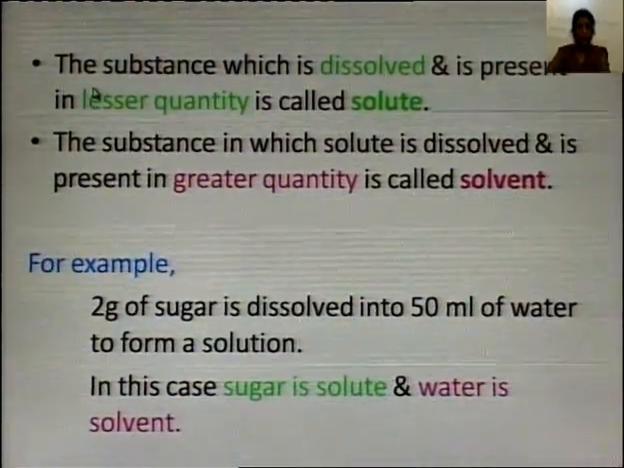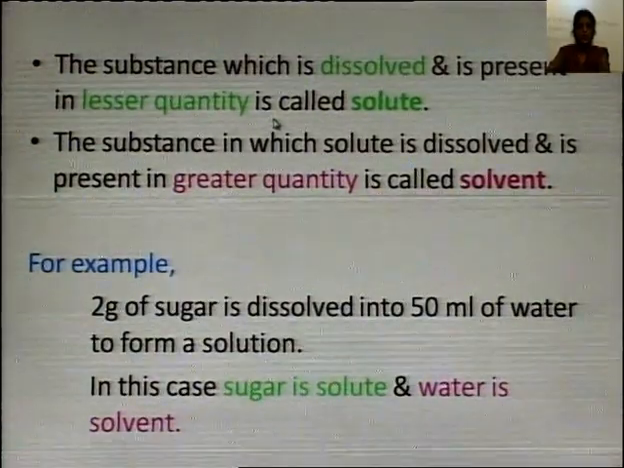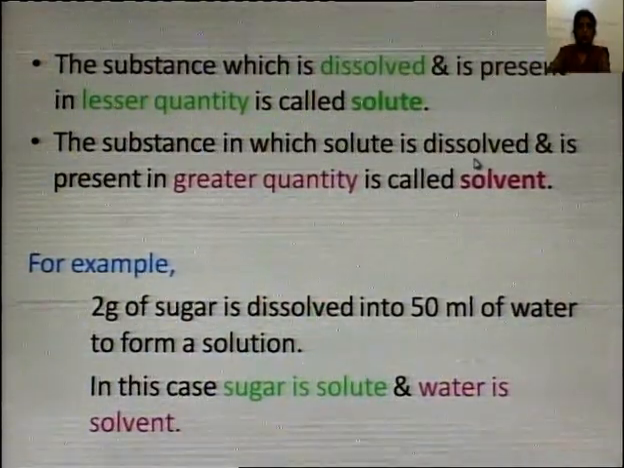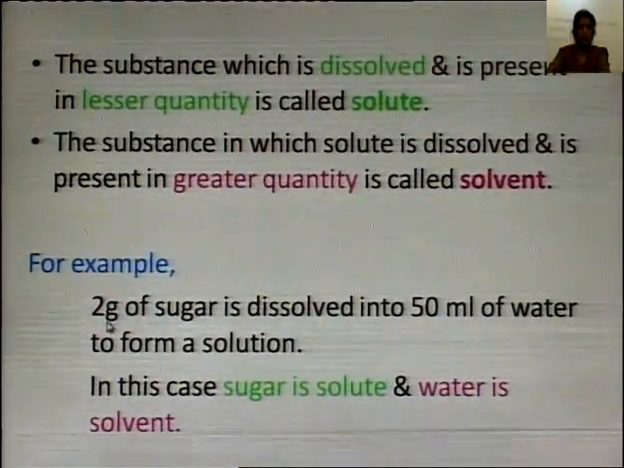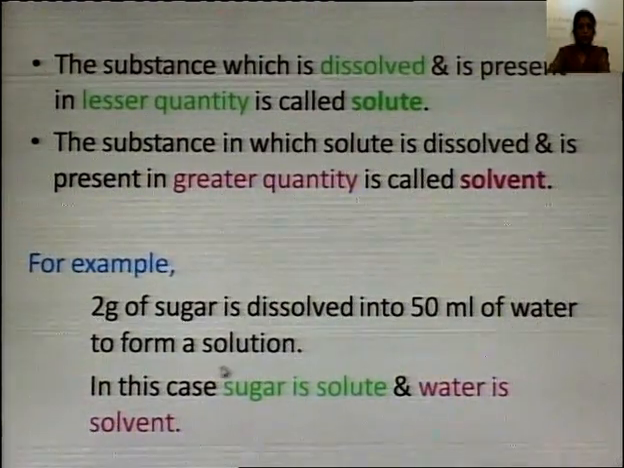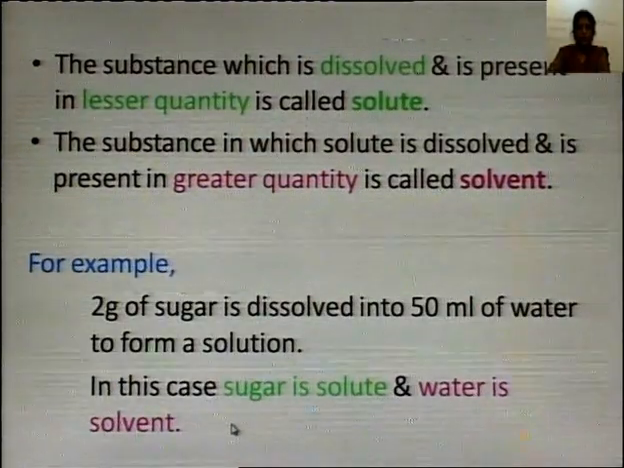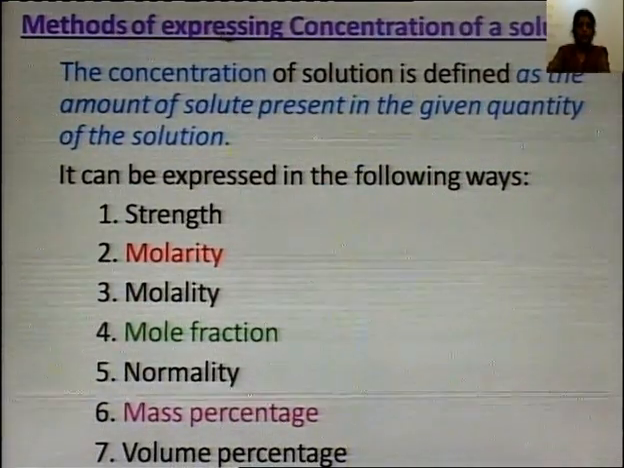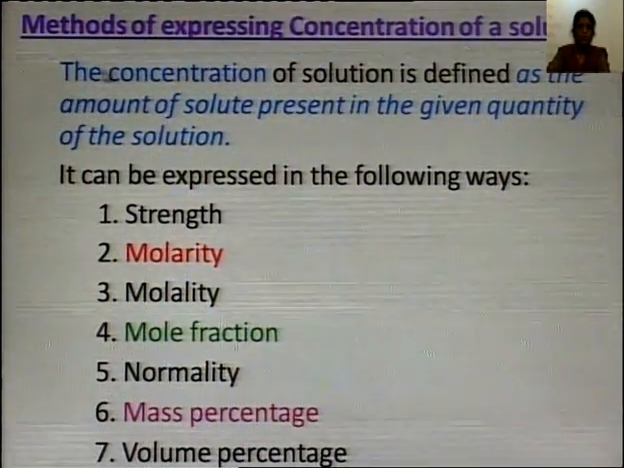Now, what is solute? The substance which is dissolved and is present in lesser quantity is called solute. The substance in which solute is dissolved and is present in greater quantity is called solvent. For example, when 2 gram of sugar is dissolved in 50 ml of water to form a solution, then sugar is solute and water is solvent. Now, we come to methods of expressing concentration of solution. So, first of all you must know what is concentration.